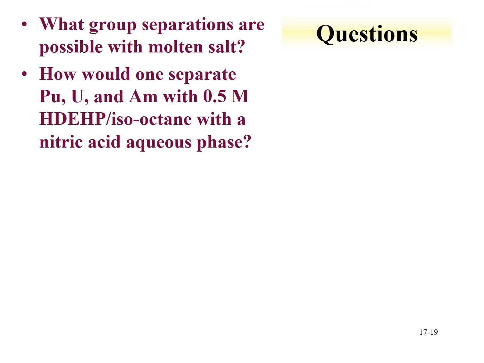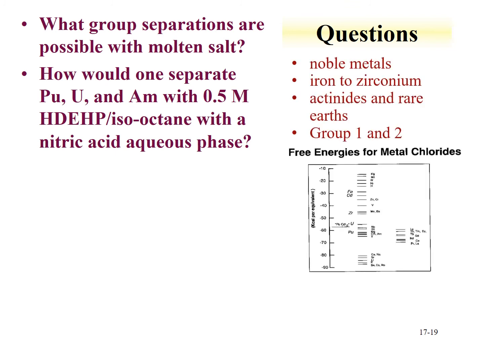Additional questions are shown here. For example, what type of group separations are possible with molten salts? By examining the free energies for the chlorides, we see that the metal ions tend to break into certain groups. For instance, the higher free energies tend to be noble metals. Then there's a group of iron to zirconium.